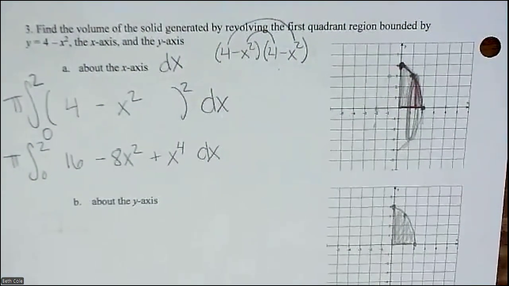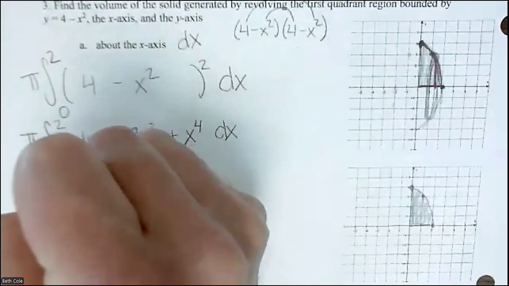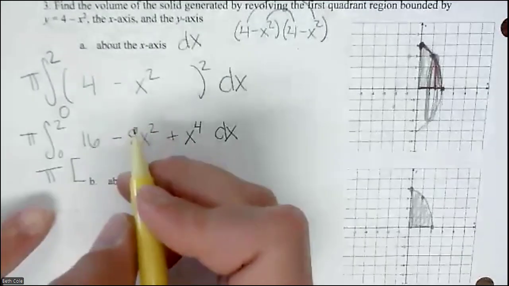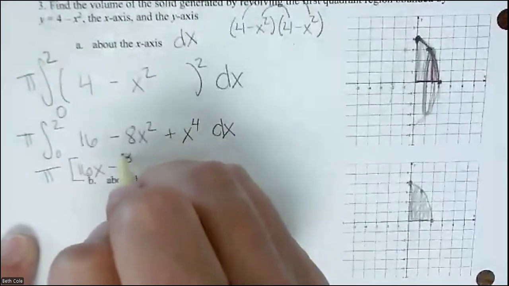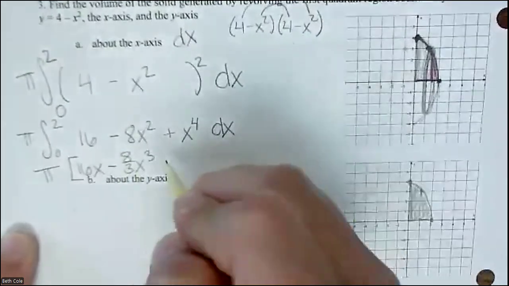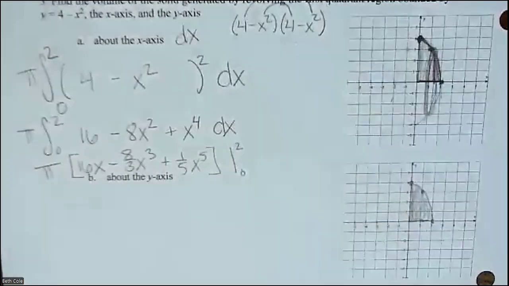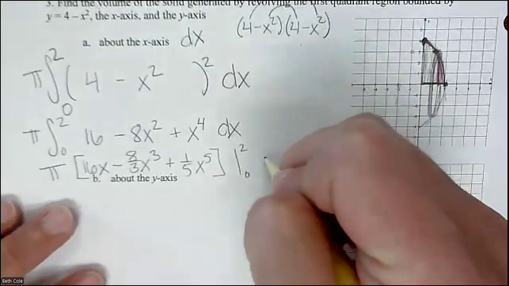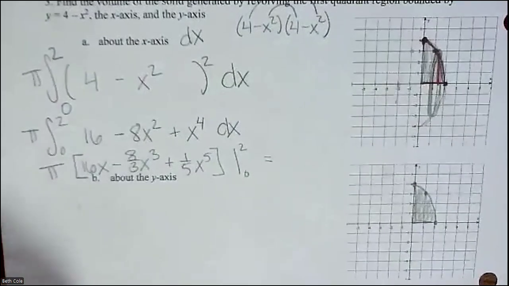And then we're going to do the antiderivative, and then we'll do our boundaries. So I'm going to leave pi out front. I'm actually just going to bracket this off so the pi can just sit out there. Antiderivative for 16: 16x minus 8/3 x cubed, perfect, plus 1/5 x to the 5th, from 0 to 2. And again, basically you can just plug in 2, because if you plug in 0, those are all just going to go to zeros. For the sake of time, could you plug in 2 and we're all okay? Let's just move forward. Okay.